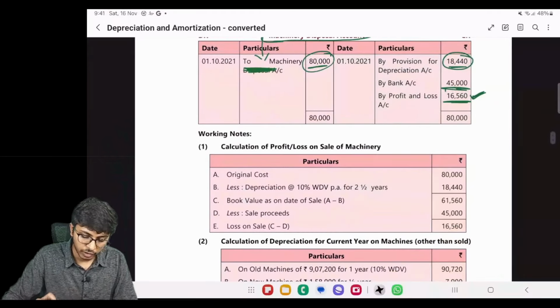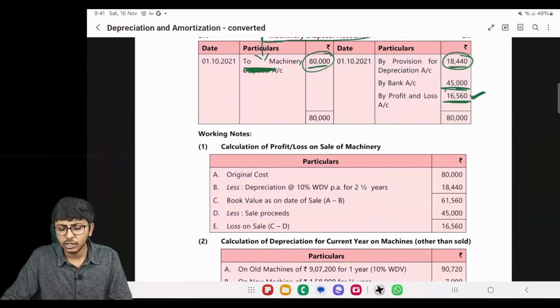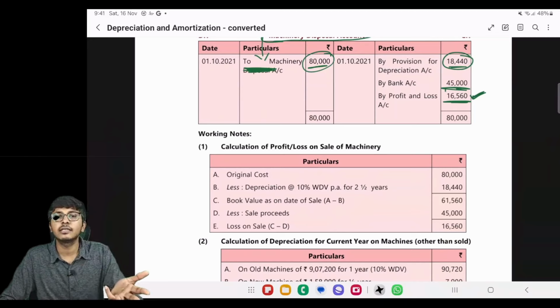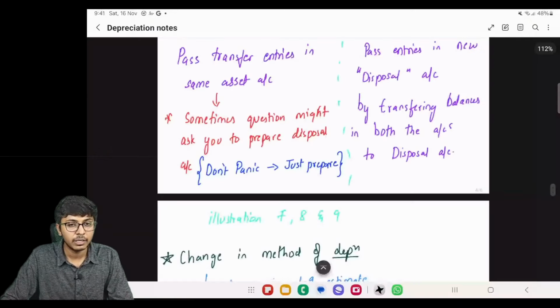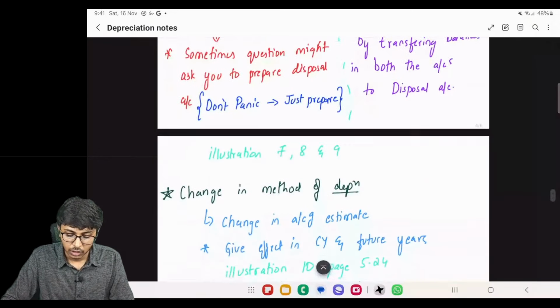Okay, so we are done with the ninth question, which is also very good. It has three assets, the same thing. You go ahead and solve it yourself. The ninth illustration is very good. You will get a deep understanding of the topics. Okay. Next.